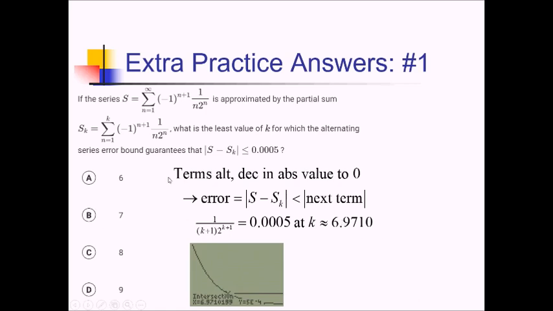Now, the question is, are we rounding up or down? Because we have answer choices of 6 and 7. Well, the bigger my k value is, the more accurate my partial sum is going to be, and the smaller my error is going to be. So if I want to guarantee that my error is at most 0.0005, 6 isn't going to get me there. To get less than this, I've got to go all the way up to 7. We are going to have to round up to k greater than or equal to 7. So 7 is the smallest term out of all these answer choices. So then we pick choice B.